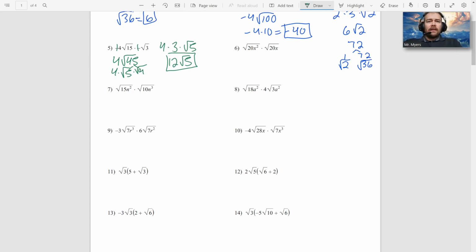Everything is under the parentheses now, so we just multiply them both. That's 400 x cubed.